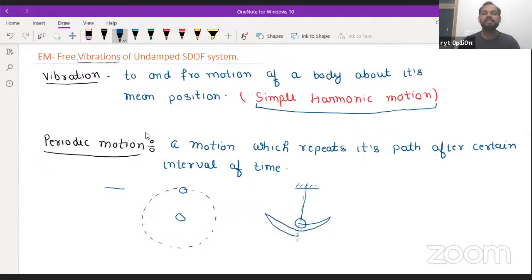Now, what is the difference between periodic motion and simple harmonic motion? That I will discuss here. So what can be examples of periodic motion? All types of vibration are examples of periodic motion, and the motion of the earth about the sun is a periodic motion. Revolving a stone about an axis is also an example of periodic motion. Now come to simple harmonic motion. So what is simple harmonic motion? That I will discuss here.